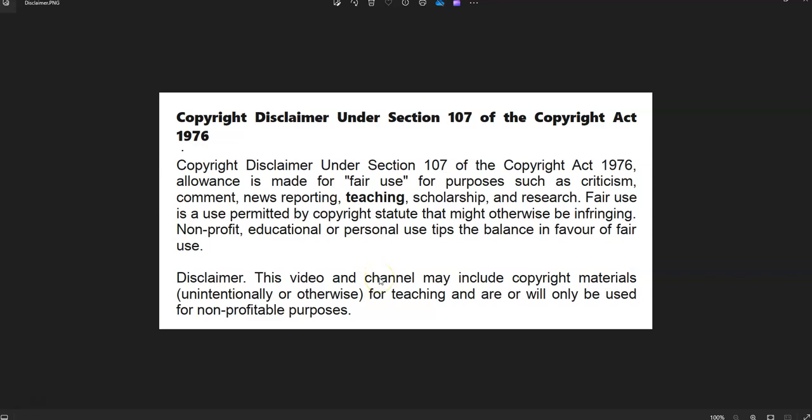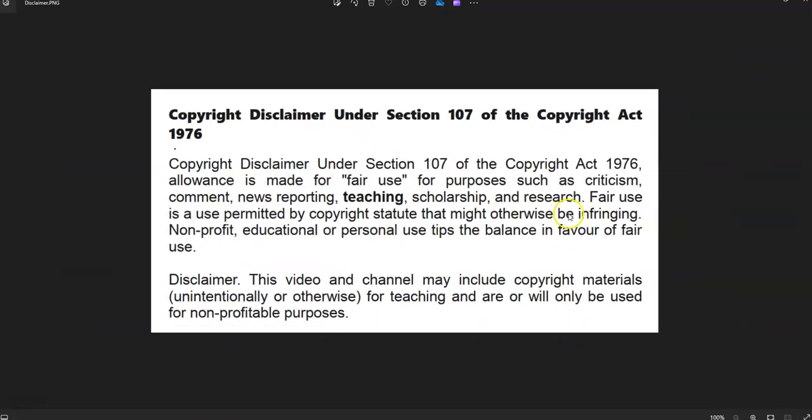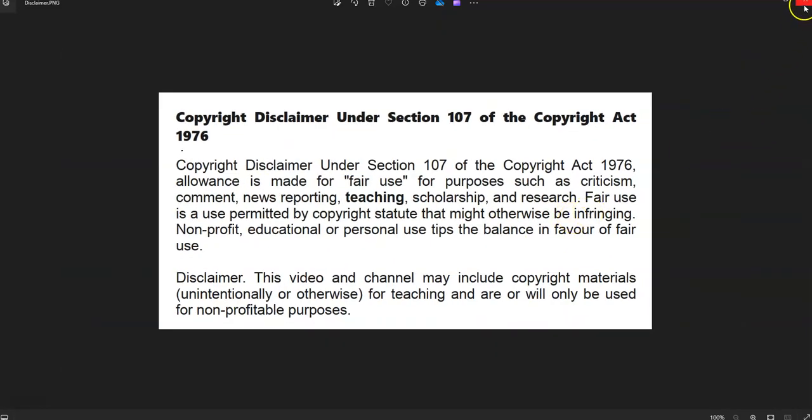Time for another one of our recently reported IELTS essays. So first things first, copyright, fair use, you know the score.